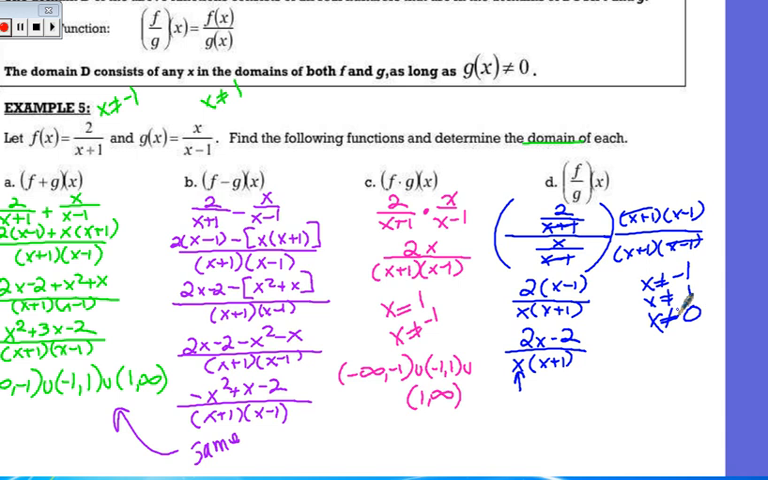So written in interval notation, this is going to be a big one. Going from negative infinity to negative 1, picking up on the other side of negative 1 to 0, the other side is 0 to 1, and then 1 to infinity. And with that, we are concluded with this lesson.